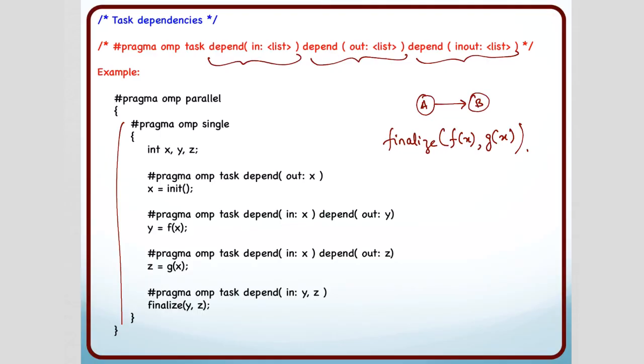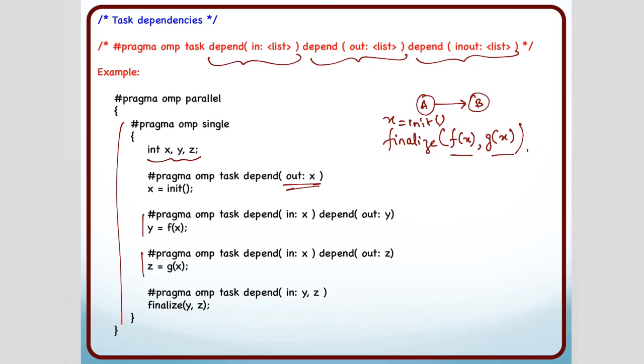So how do I specify that? This is the way to specify it. I have these three variables x, y, z. Let's say that x is initialized to something first and then all of this happens. Then I call finalize fx, gx. x equal to init is put inside a task which initializes x. So it's going to specify x as output, because it's going to set the value of x. Now that value of x has to be used by fx and gx. So there are two more tasks created, y equal to fx and z equal to gx.